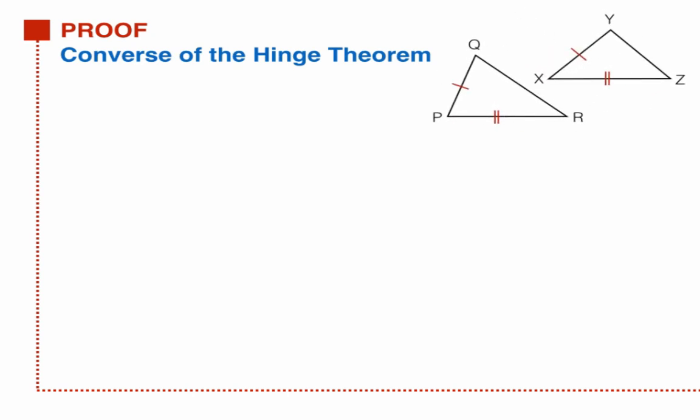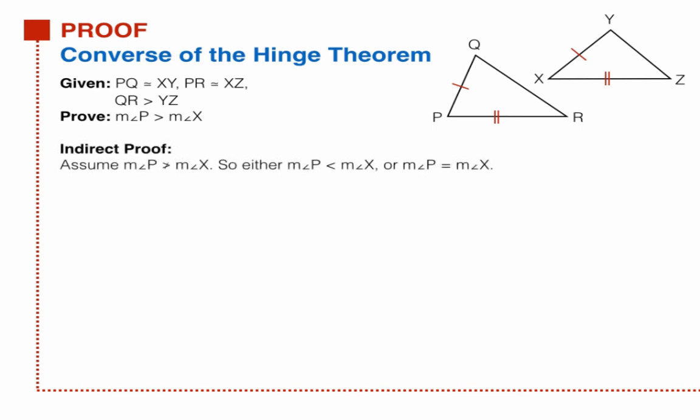Let's go ahead and prove the converse of the Hinge theorem. The really cool thing that we're going to do here is use an indirect method. First, let's look at the givens. We're given that PQ is congruent to XY. We're given that PR is congruent to XZ. And we're also given that QR is larger than YZ. What we want to do is prove that angle P is greater than the measure of angle X.